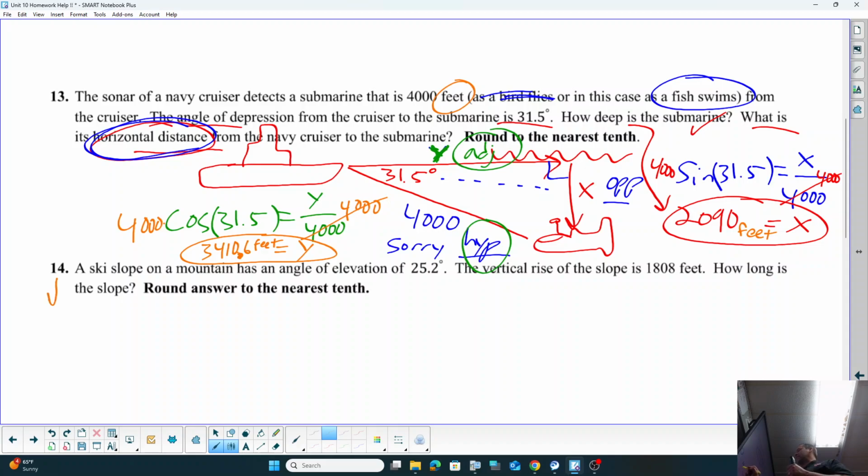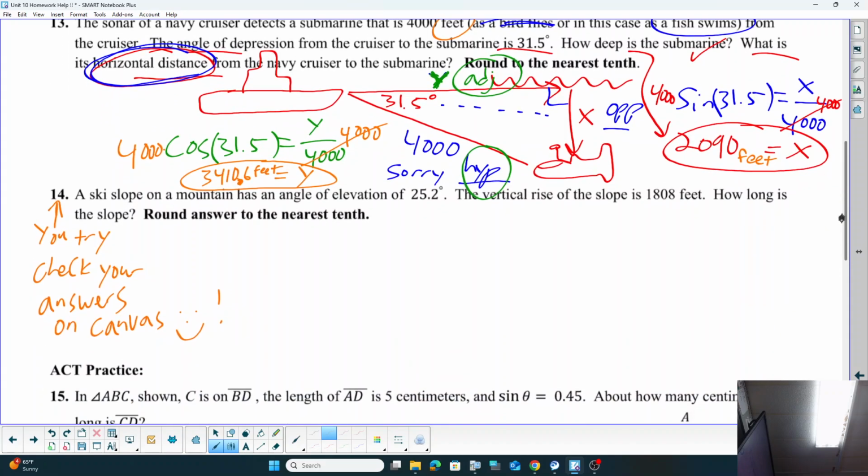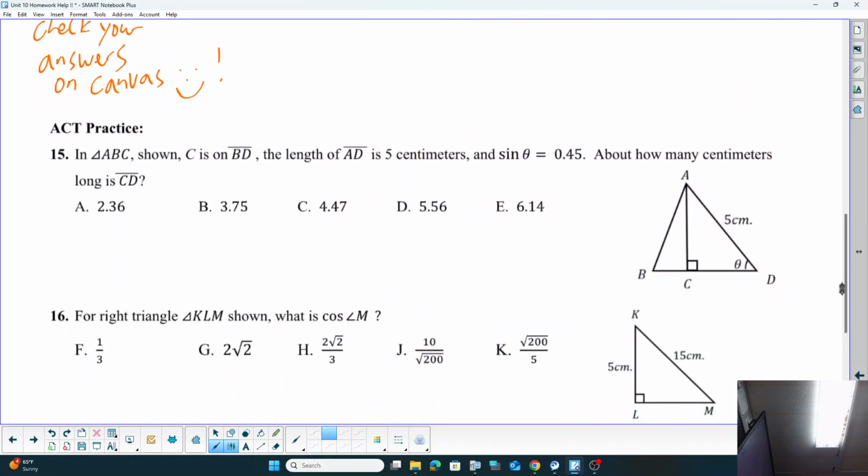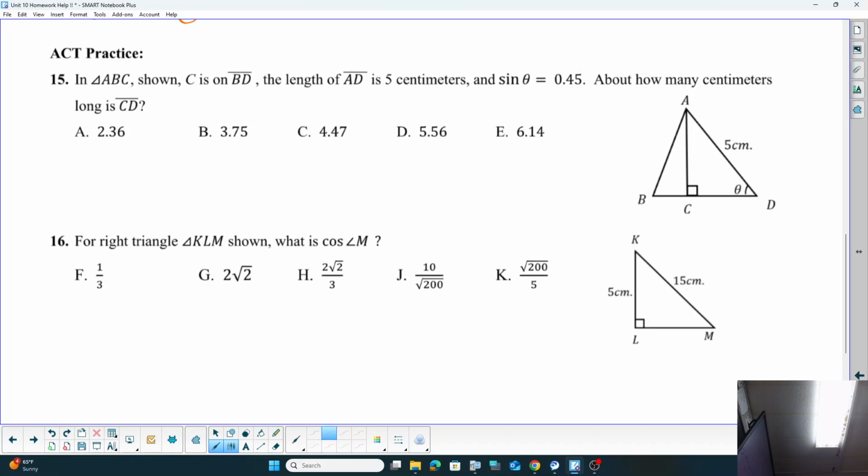Okay, so you try number 14 now. Check your answers on Canvas and see if you're getting it right or not. You try it. Try number 15. Try number 16.